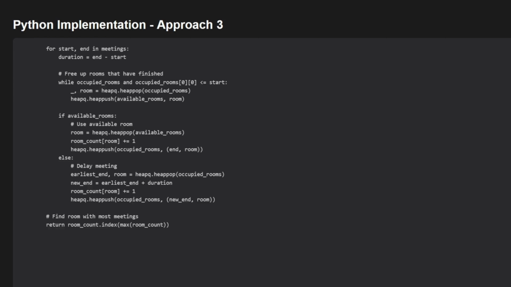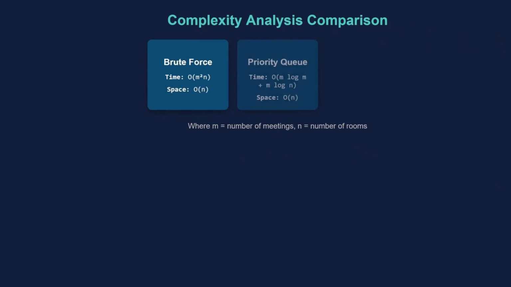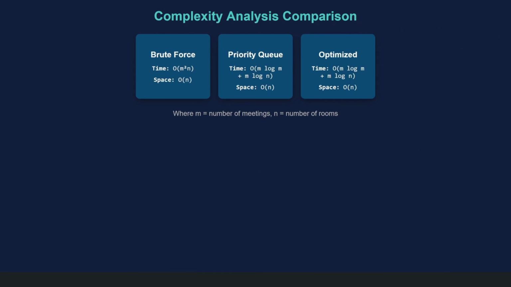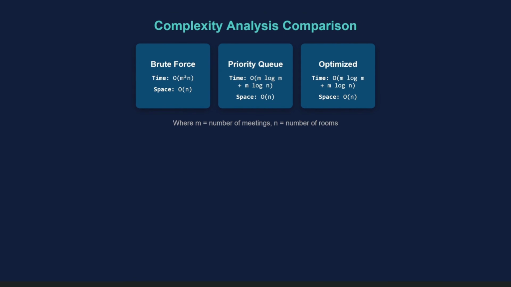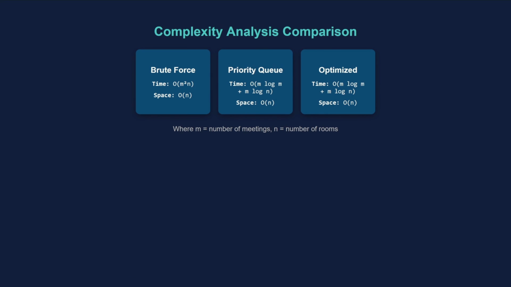Let's analyze the complexity of our three approaches. The brute force approach has O(m²n) time complexity because for each meeting, we potentially check all rooms in all other meetings. The priority queue approach dramatically improves this to O(m log m + m log n), the sorting step plus logarithmic heap operations for each meeting. The optimized solution maintains the same big O complexity but with better constants and real-world performance. All three approaches use O(n) space for tracking room information. The key insight is that using the right data structures can transform a quadratic algorithm into a near-linear one.